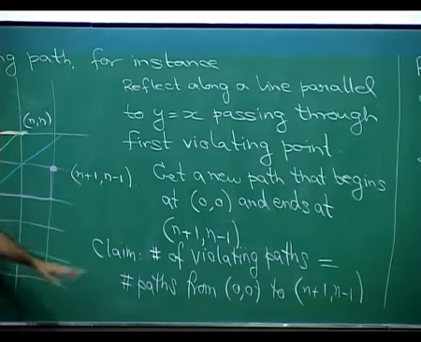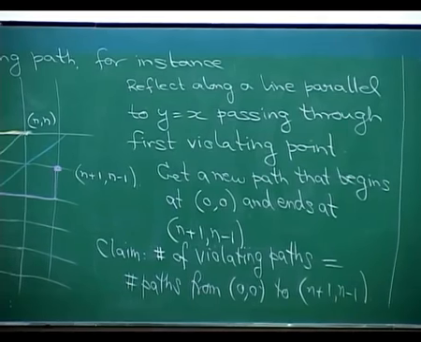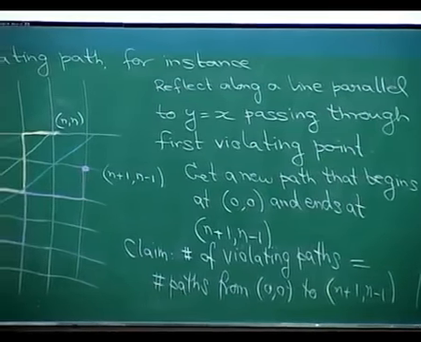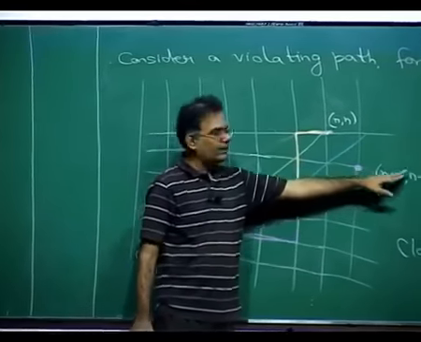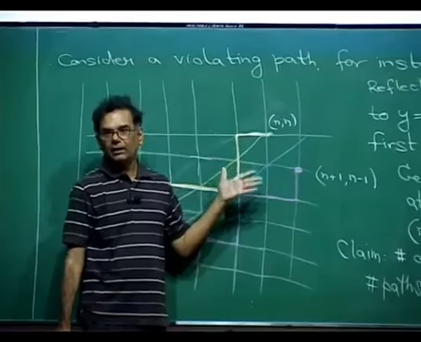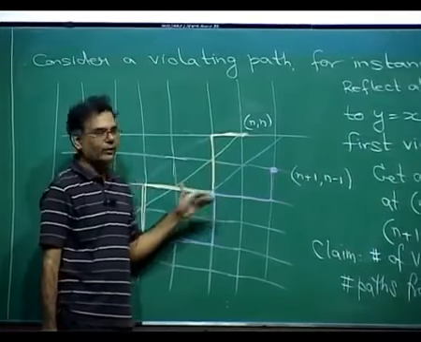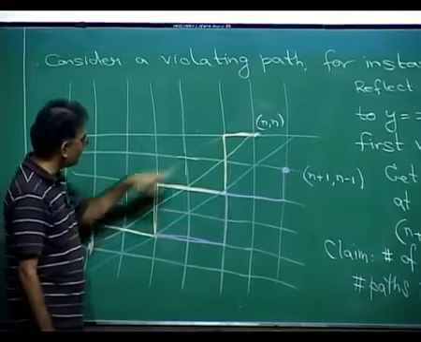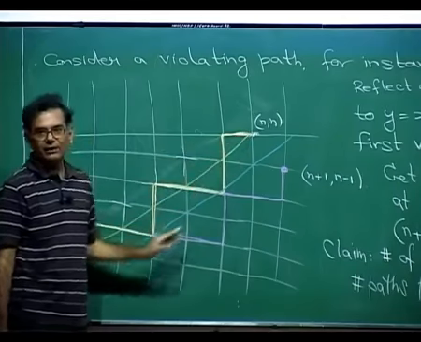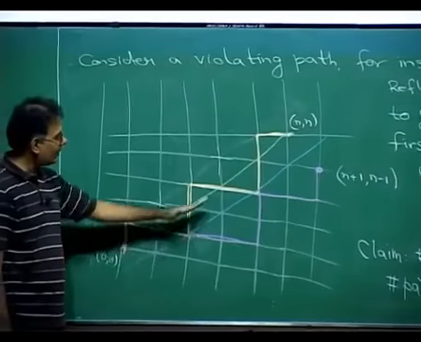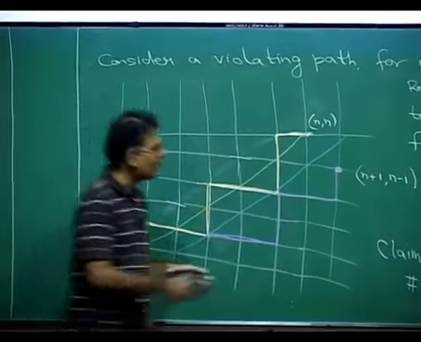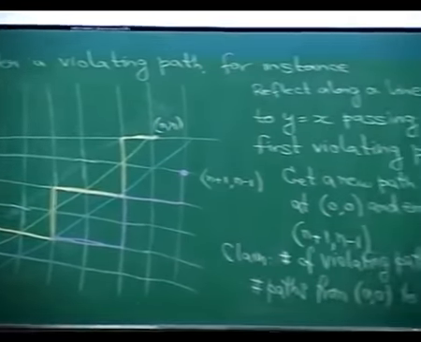So let us try to understand the justification for this claim. This claim is the most important claim in this whole proof. So why is this? What I am trying to say is, if I take any path at all from 0, 0 to n plus 1, n minus 1, it is obtained by this procedure of taking some path from here to there which violates, and then reflecting around the first violating point, reflecting around that line passing through the first violating point. This is the claim that we have to understand. Okay, so let us see why.